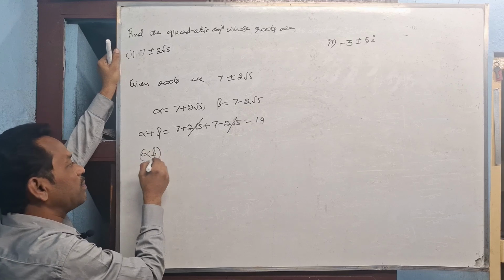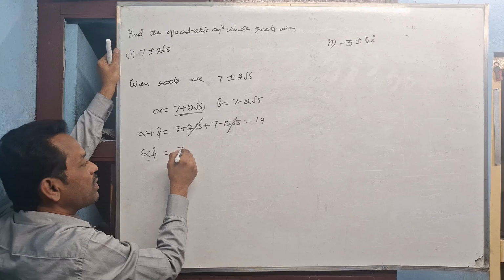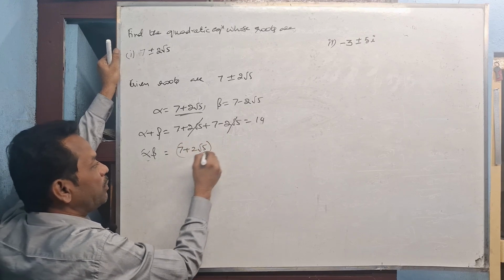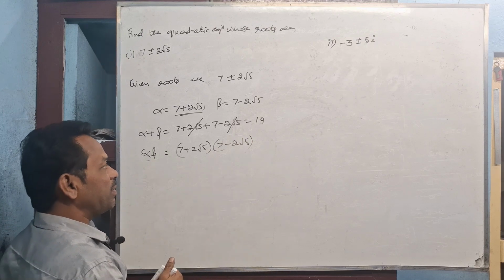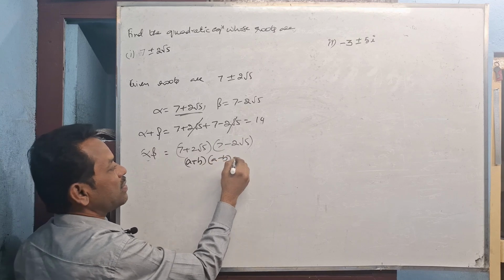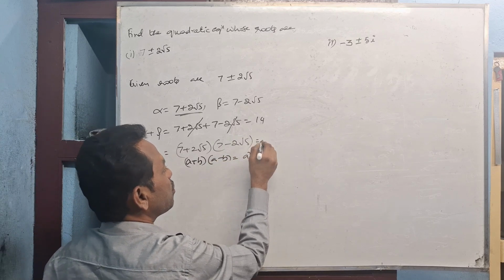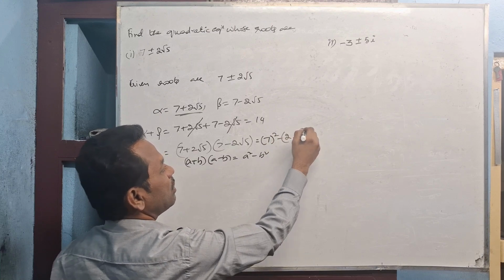So product of roots is nothing but alpha beta. Alpha beta is nothing but 7 plus 2 root 5 into 7 minus 2 root 5. Now this is of the form (a plus b) into (a minus b), which is nothing but a square minus b square. So here we will get 7 square minus (2 root 5) whole square.